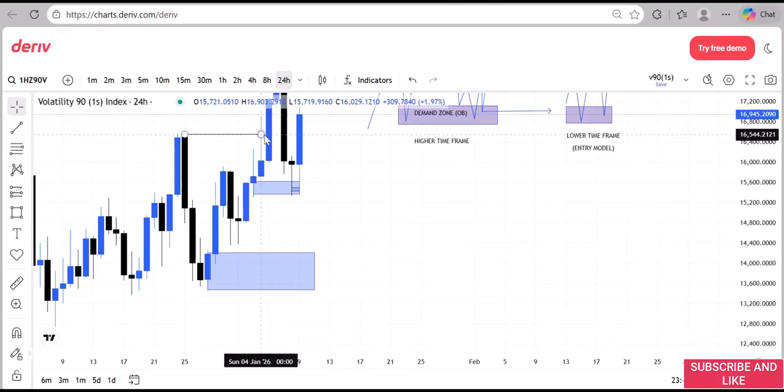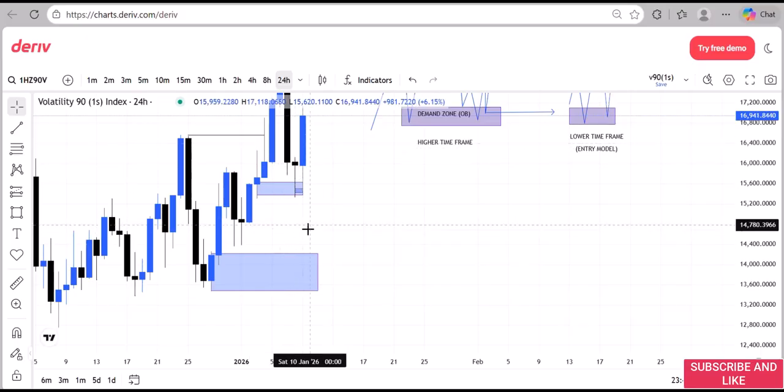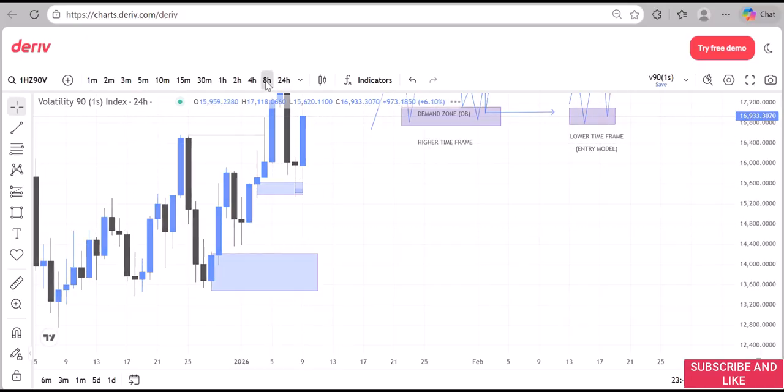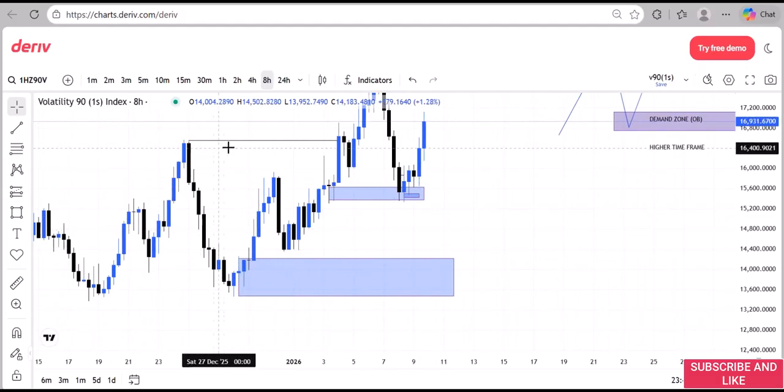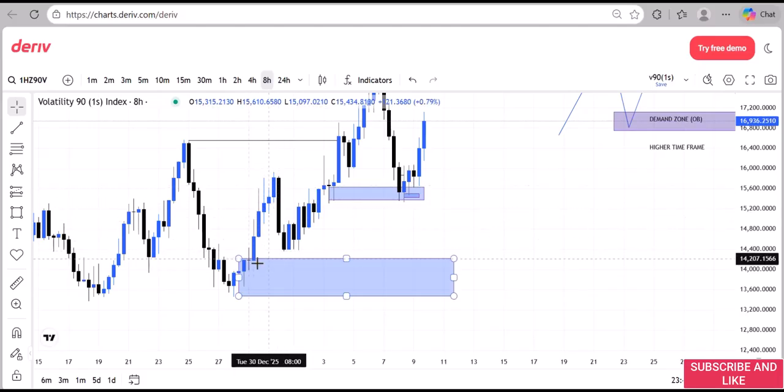Okay, now this is our daily time frame. We saw this break of structure, so we were anticipating price to come into this zone, which it actually didn't. So why didn't that happen? We'll go to a lower time frame, our 8 hours time frame, and we'll see that price actually came in. We saw that price actually traded efficiently. Yeah, there was an efficient trade.